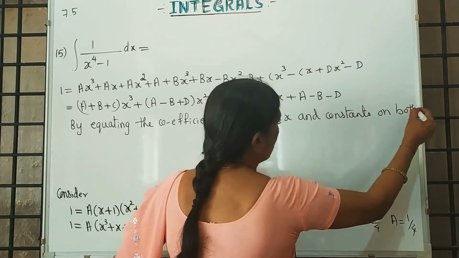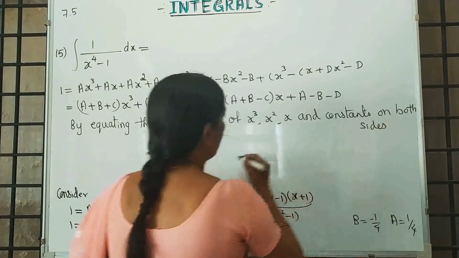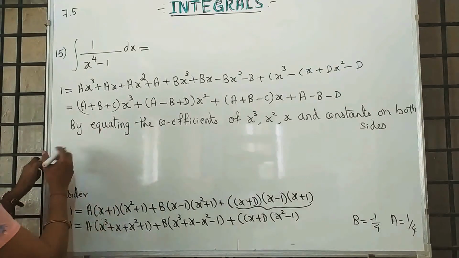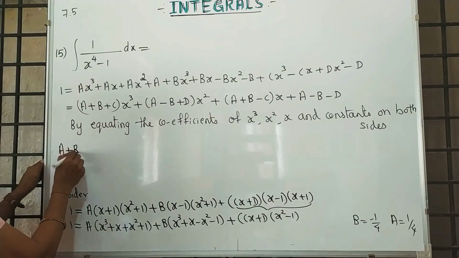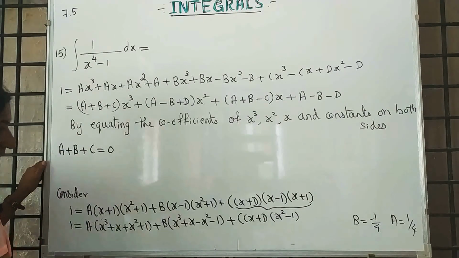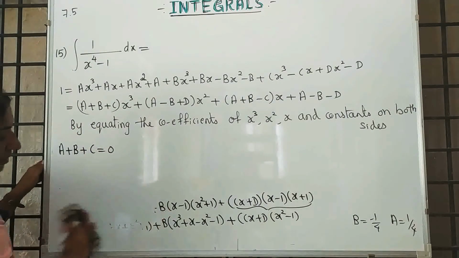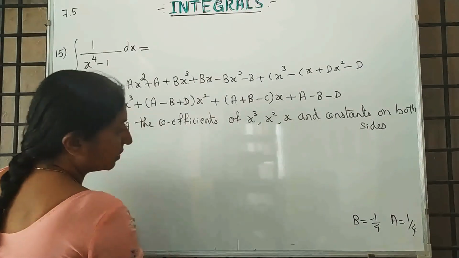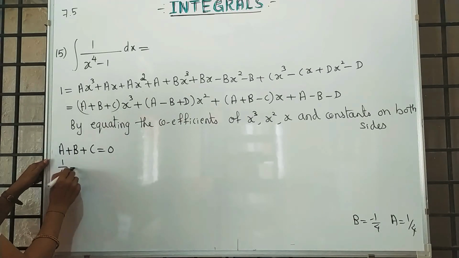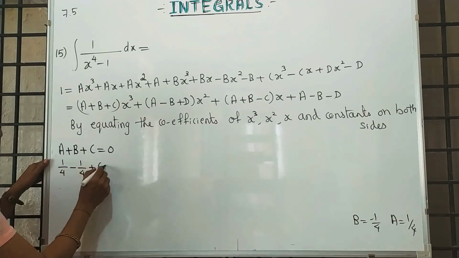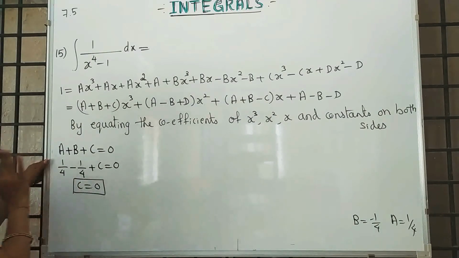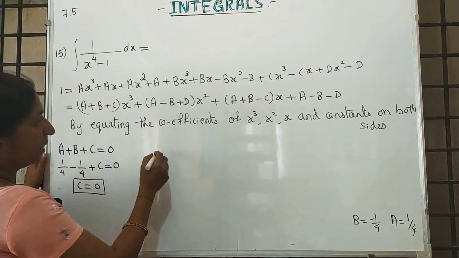on both the sides. What is the coefficient of x cube on right side? A plus b plus c. There is no x cube on left side, so it is 0. Before writing the equation, I will just substitute. A is 1 by 4, b is minus 1 by 4, plus c is equal to 0. So c value is 0. Plus 1 by 4 minus 1 by 4 cancels.